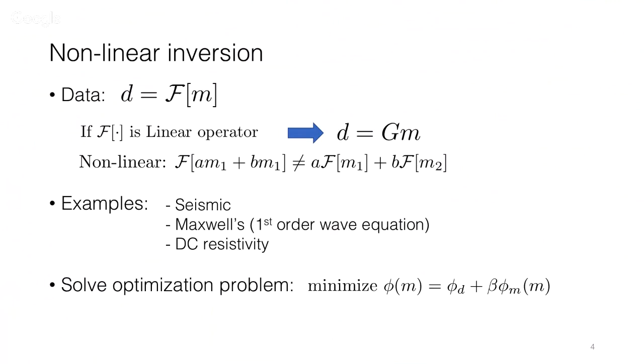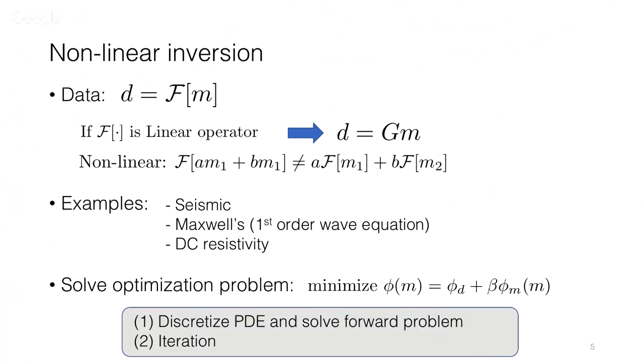Examples? Seismic problem, except for the straight-ray tomography problem. But if you have curved rays, the problem is nonlinear. Maxwell's equations, DC resistivity, and irrespective of that, we're going to still solve the problem. So when we have these examples, we're going to have to take whatever partial differential equations we have and discretize them for the forward problem. And then we're going to have to iterate for the inverse problem.